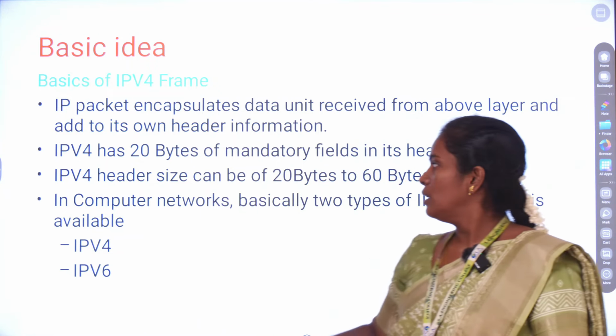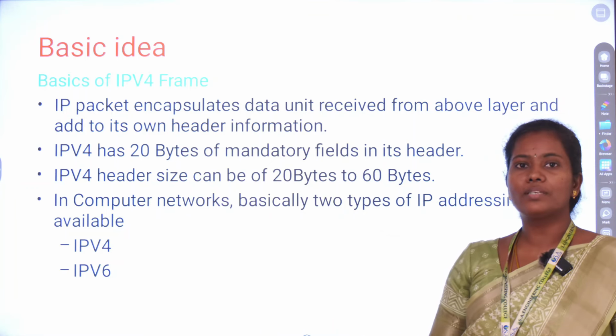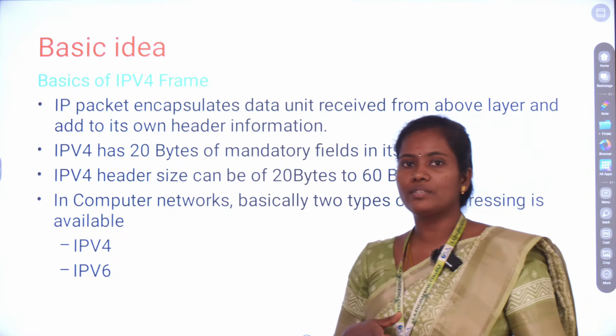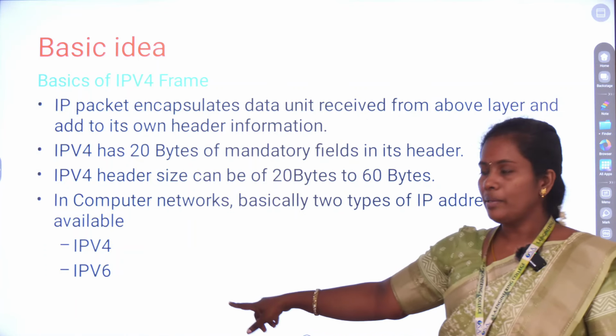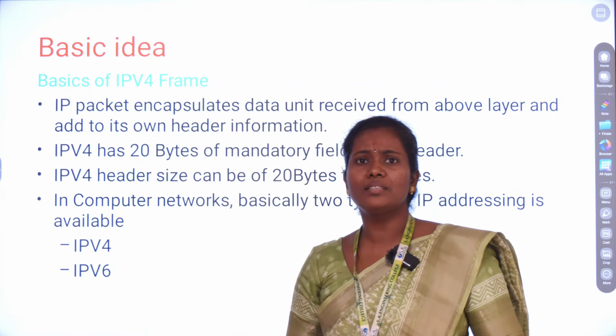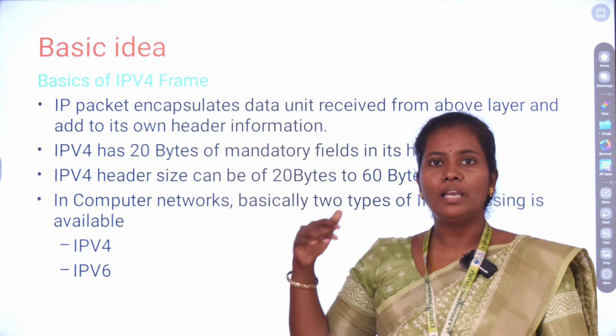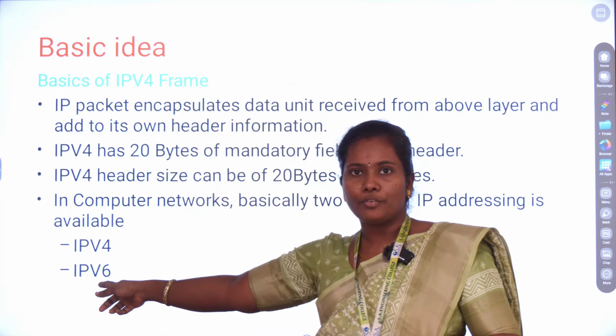whereas the maximum size is 60 bytes. In computer networks, basically we have two types of Internet Protocol. One is IPv4 and the other is IPv6. What we discuss in this session is IPv4. IPv6 is the future version of IPv4. If we are running out of IP addresses, at that time IPv6 will dominate IPv4.